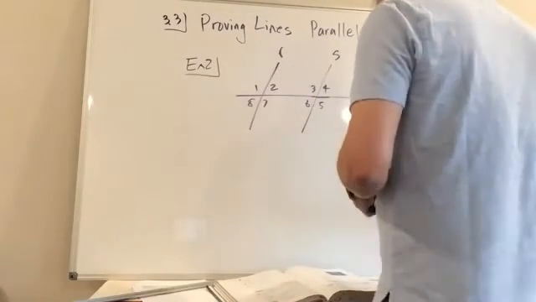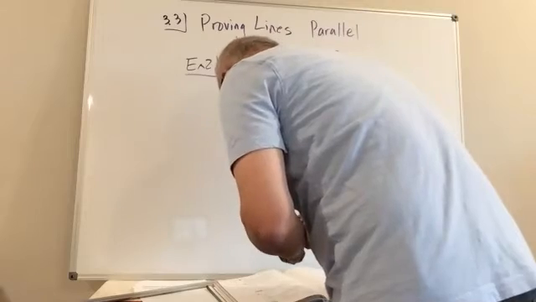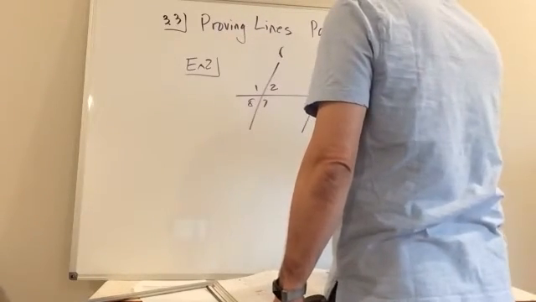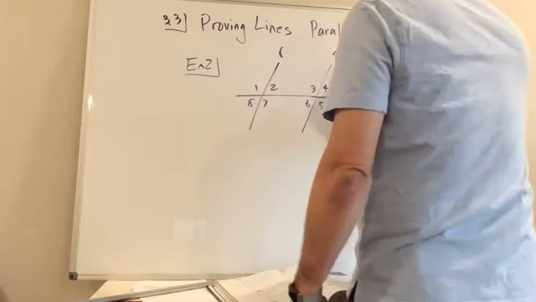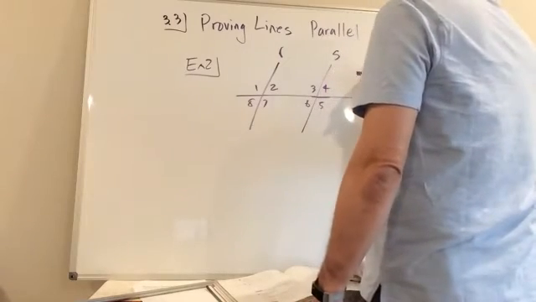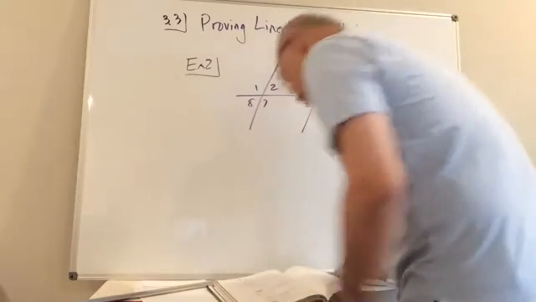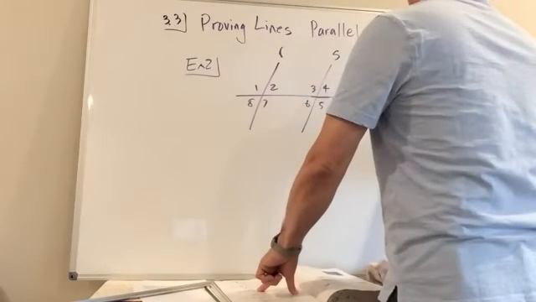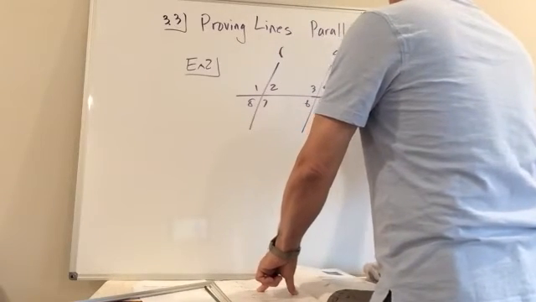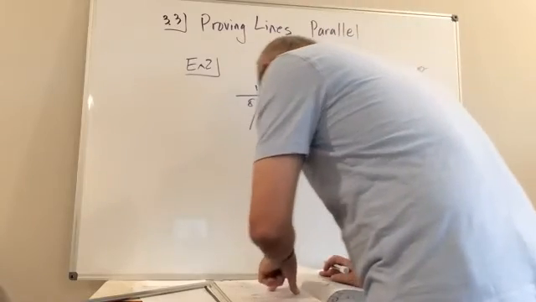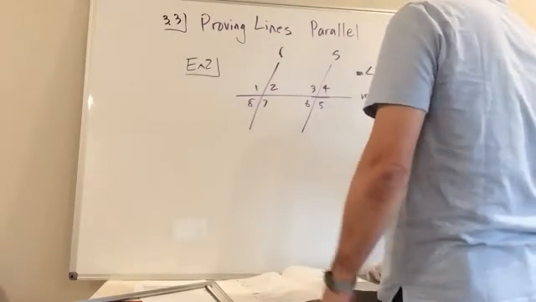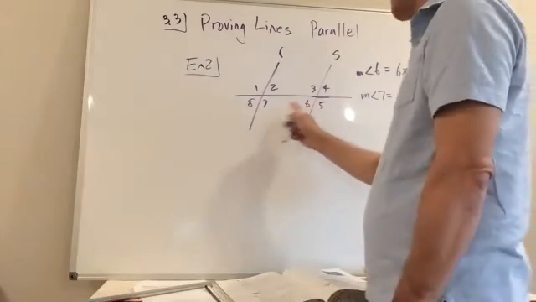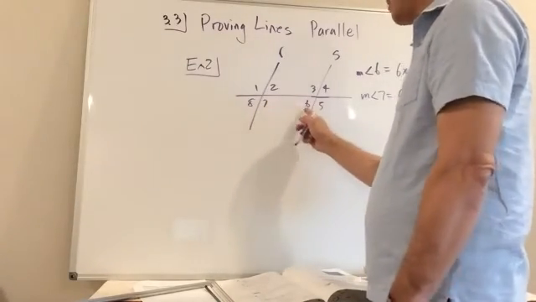And the second one says that angle 6 is 6x plus 18. Angle 7 is 9x plus 12. Okay, let's look at 6 and 7 first. 6 and 7, what kind of angles are these?